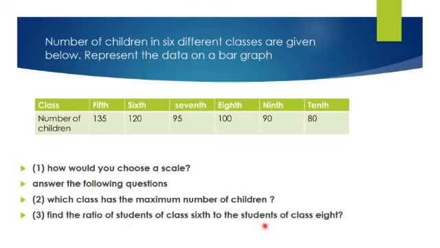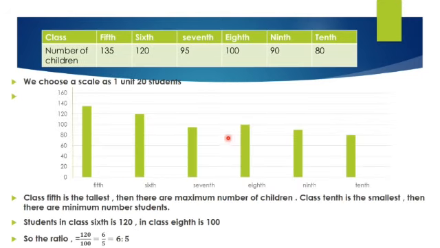Which class has the maximum number of children? And find the ratio of students of class 6 to the students of class 8. These are very simple questions. We can easily find the answers from this data. Okay, dear students, then we choose a scale of 1 unit per 20 students.